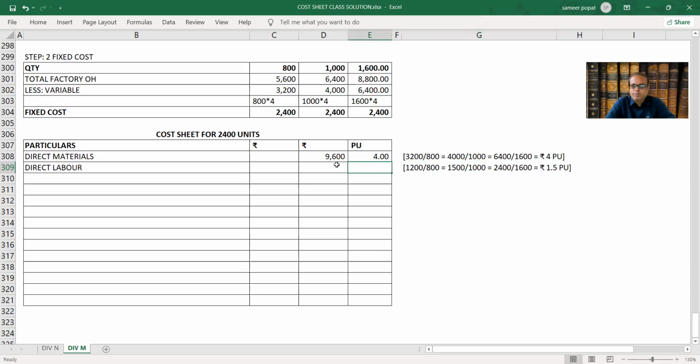So same per rate cost would apply even for this cost sheet of 2,400 units. Simply multiply it by 2,400. You will get the amount 3,600. Total of these two will be prime cost. Total is 13,200. If I divide it by 2,400, I will get per unit 5.5.